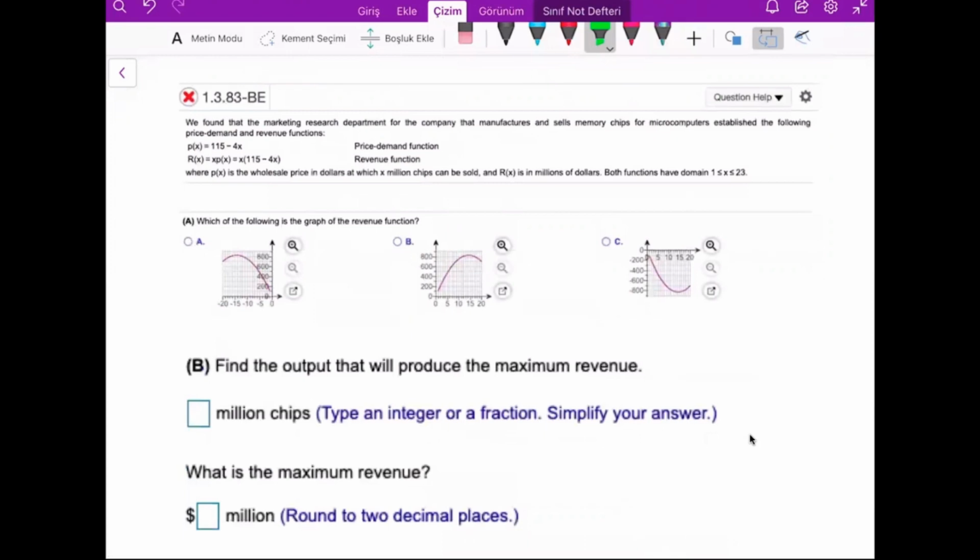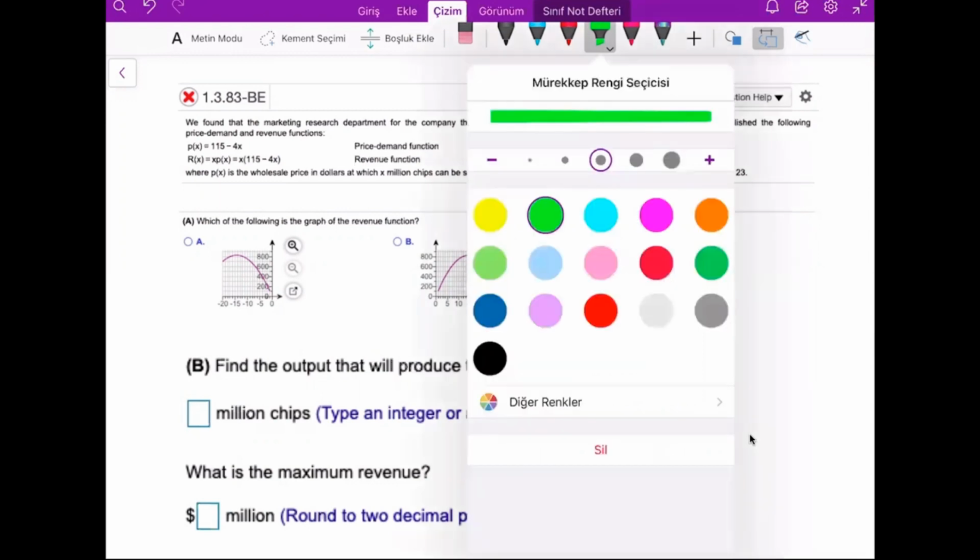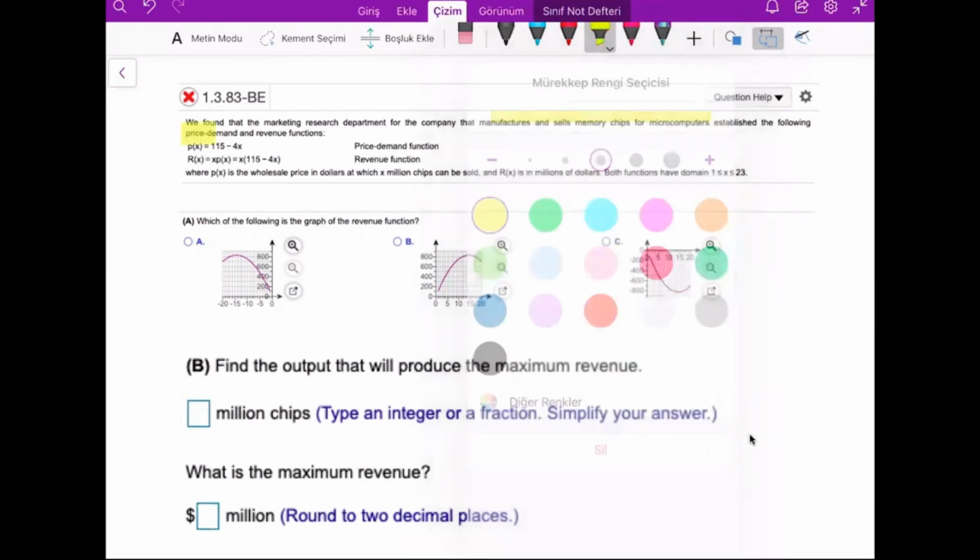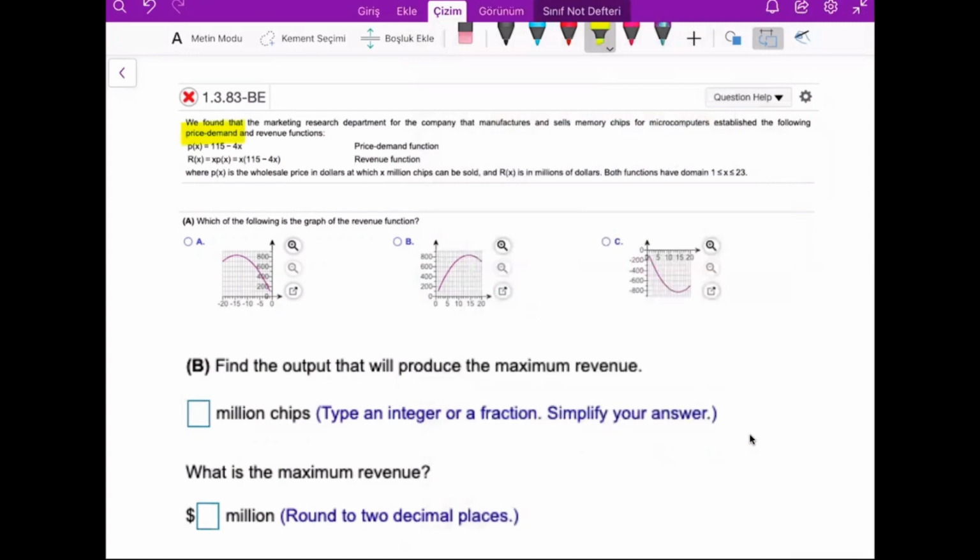We found that the marketing research department for the company that manufactures and sells memory chips for microcomputers established the following price, demand, and revenue function. Okay, the story is not important for me. We have two functions. One of them is the price demand equation or price demand function, and the second one is the revenue function. Actually, it is written here.